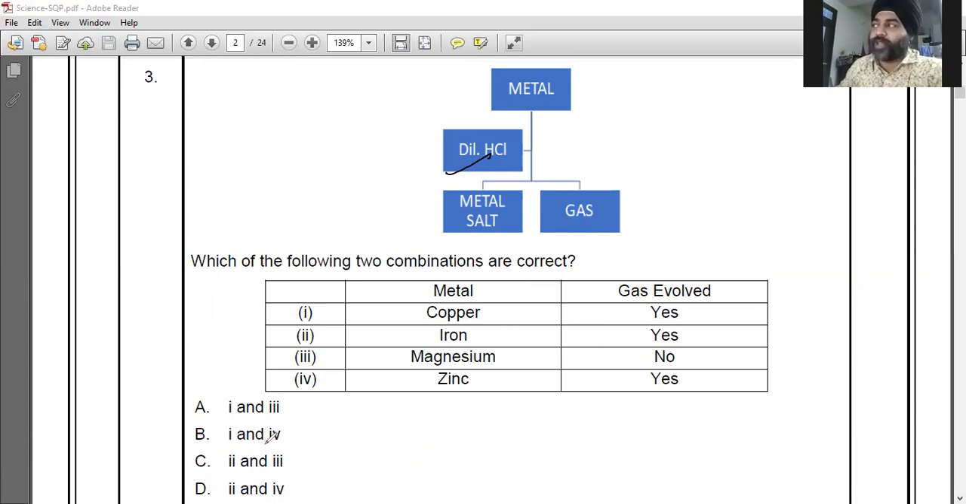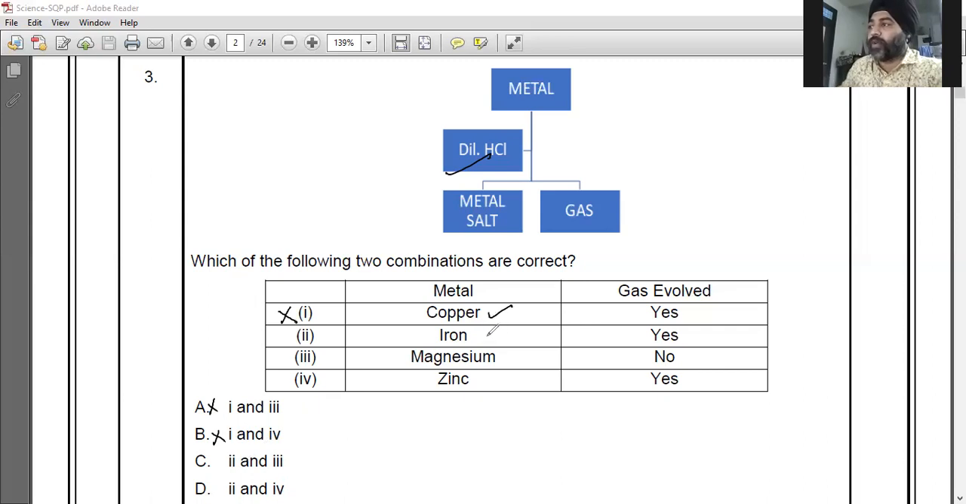One trick I'm telling you: whenever you attempt a multiple choice question, don't jump directly for the right answer. Just see which choices are incorrect. First mark them incorrect, so it will be easier for you to find the correct answer. Now, as we know, copper is a less reactive metal, so it will not produce hydrogen gas when it reacts with hydrochloric acid. So this combination, the first one, is incorrect. So wherever it is written first, A and B are incorrect. So only two options are left.